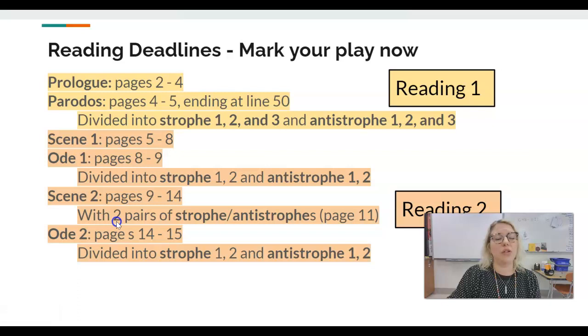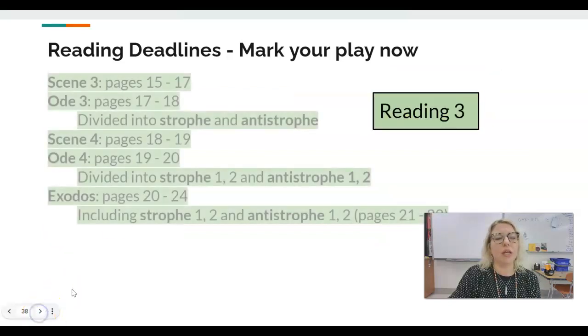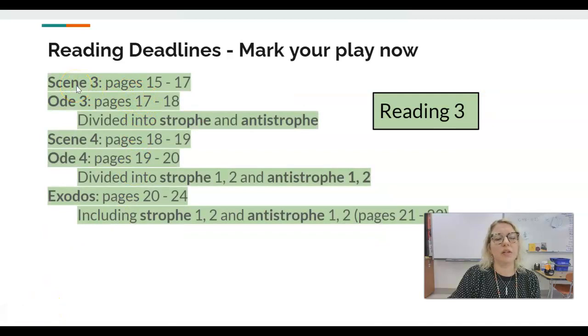And then ode 2 is the last part that you're going to read for reading 2. Circle or highlight in orange. It includes 2 strophic pairs. So reading 2 is from pages 5 all the way through 15. Reading 3 is going to be scene 3 through the exodos.